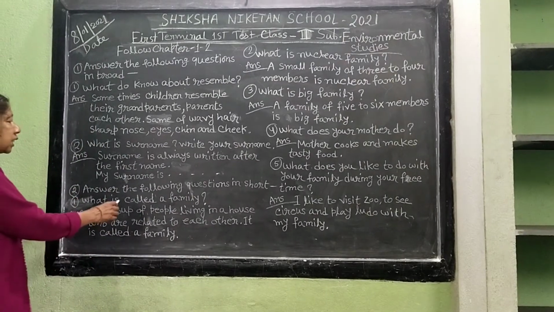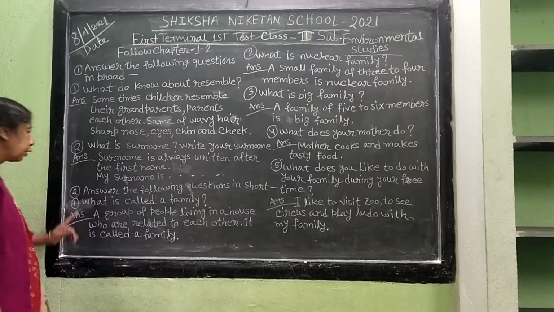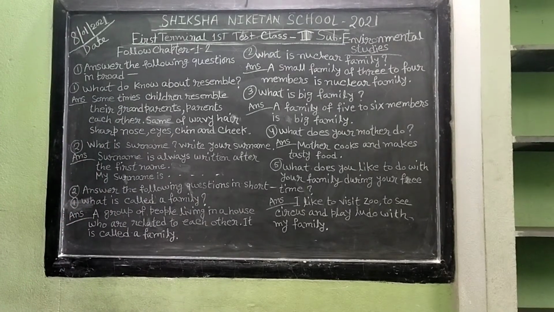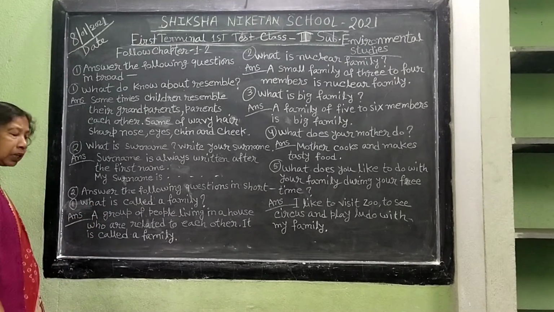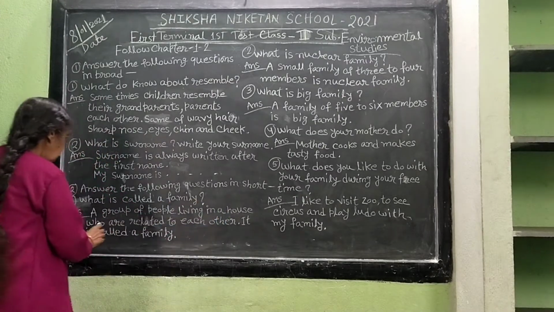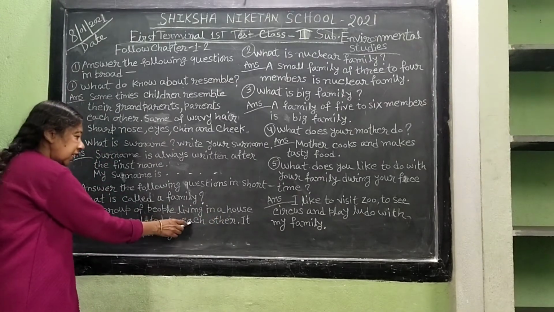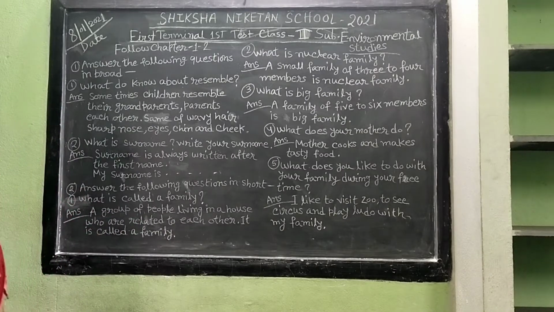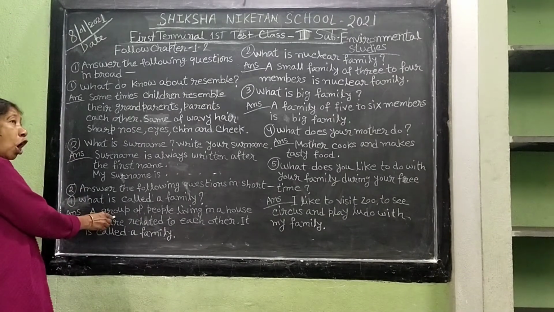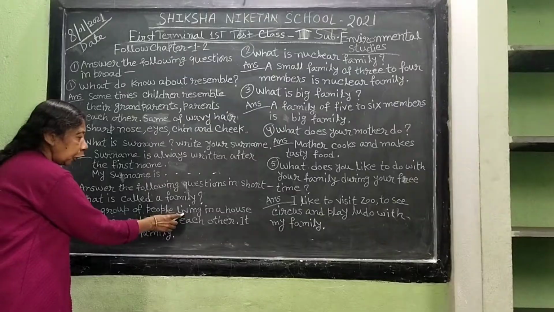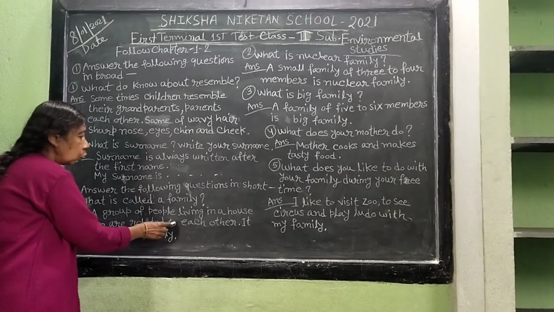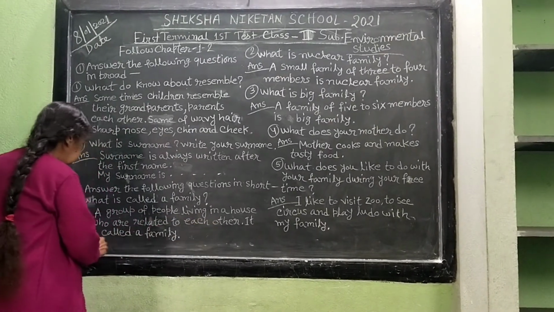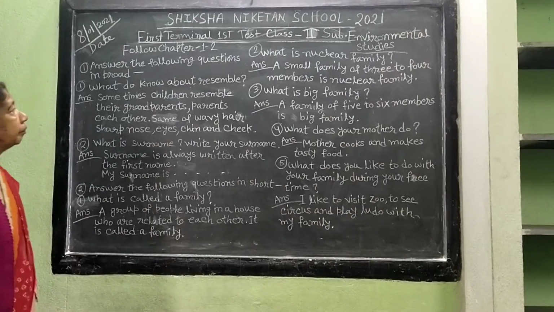Question number 2. Answer the following questions in short. What is called a family? A group of people living in a house who are related to each other is called a family.